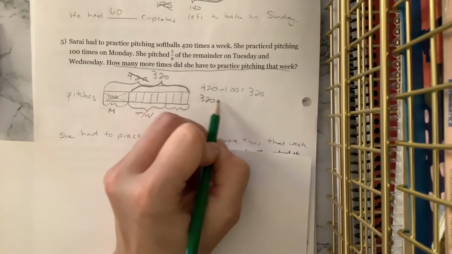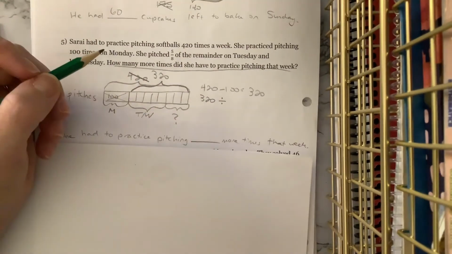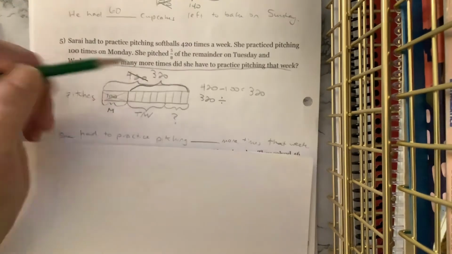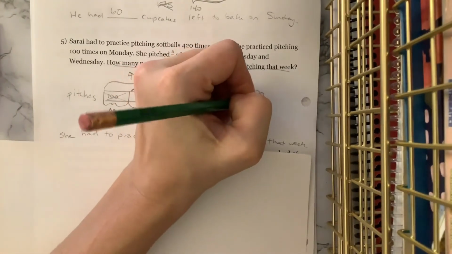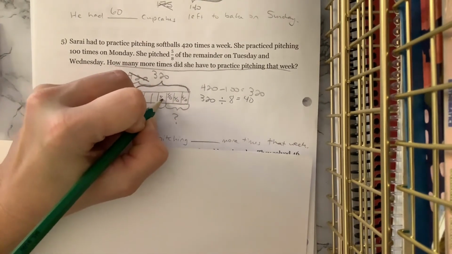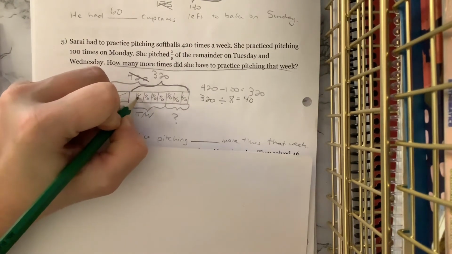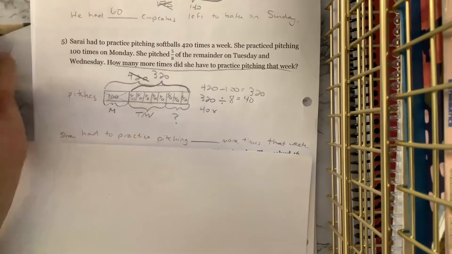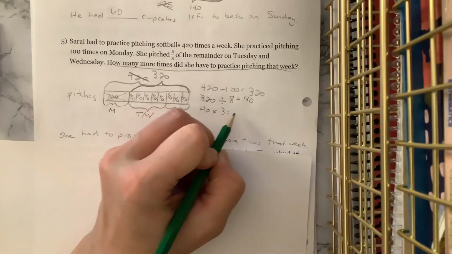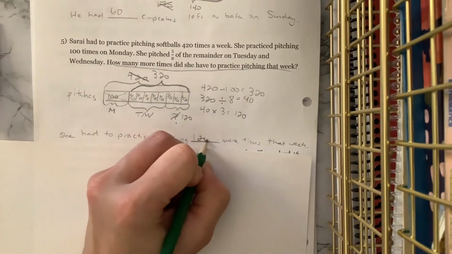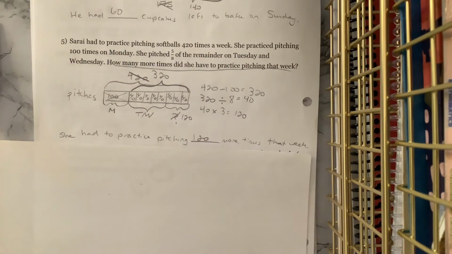So now we look at what division problem we're going to do. And the picture should tell us. We have 1, 2, 3, 4, 5, 6, 7, 8 boxes. So we divide by 8, which when you divide, you should have gotten 40, which means each of these boxes is equal to 40. Now we look back at the picture. It tells us what to multiply by. We should have multiplied by 3, which gets us 120. So how many more times does she have to practice pitching that week? 120 more times.